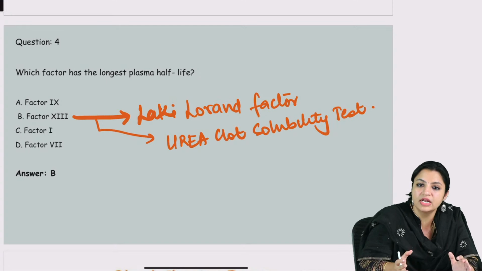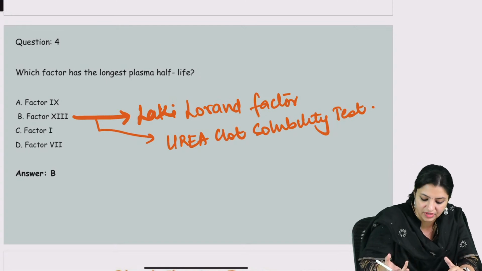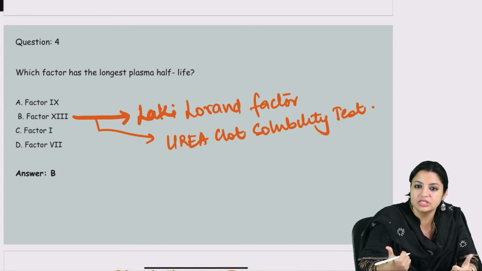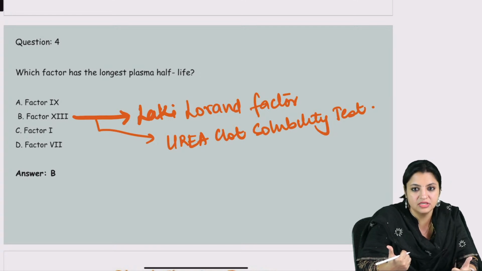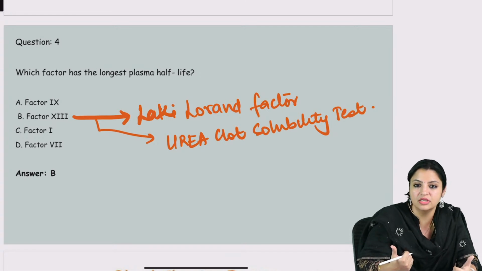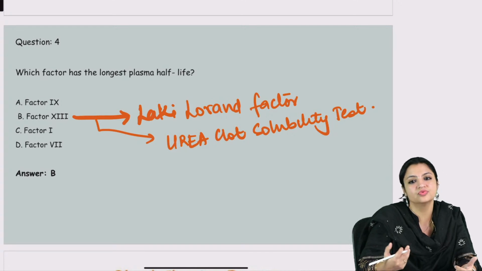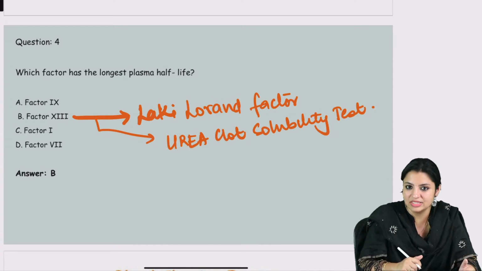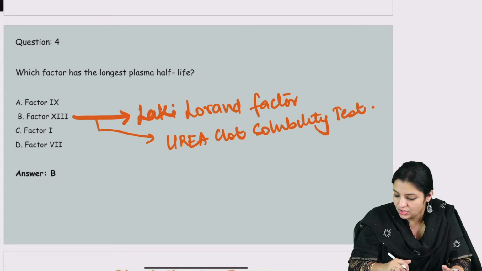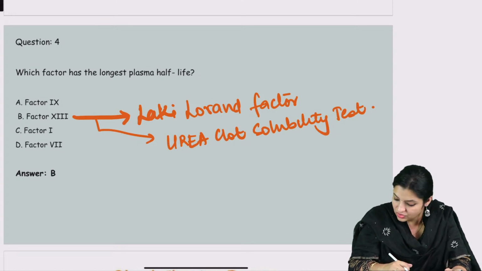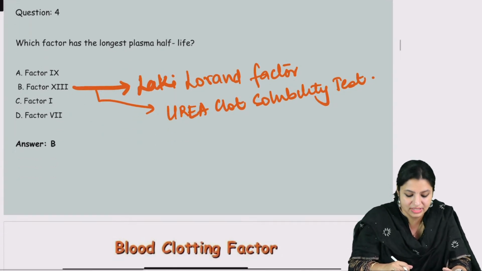Apart from that, the shortest half-life is of factor 7. Shortest half-life is factor 7, of 6 hours. The longest half-life is factor 13, which varies from 8 hours to approximately 2 weeks, right? So that's the factor with the longest half-life. Very good, Kadambadi. Your answer is perfectly correct.